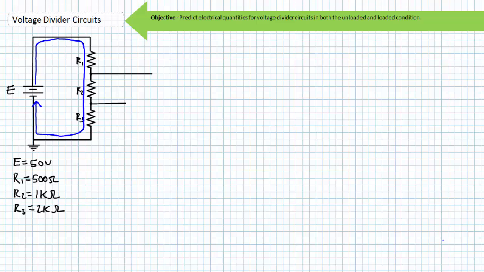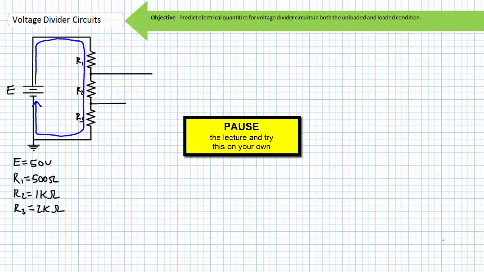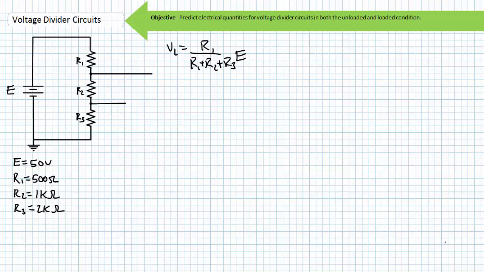Here's an unloaded voltage divider with 3 resistors in series. Pause the lecture and use basic series circuit properties to solve for V1, the voltage drop across R1 only. Wait to perform the analysis of V2 and V3 and other quantities until after I've reviewed the answer for V1. The VDR set up to solve for V1 is as follows. Substituting in the necessary values, we find V1 equals roughly 7.1 volts.